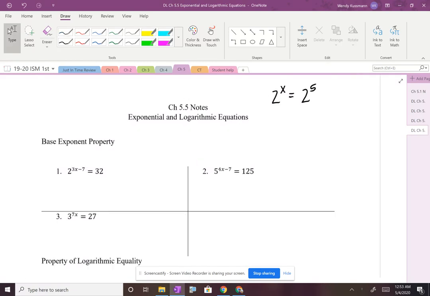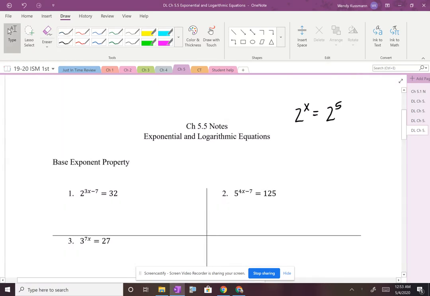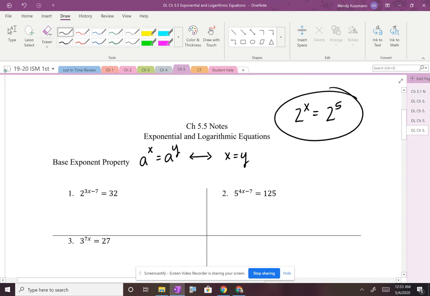The base exponent property says that if you have anything that looks like this, a to the x equals a to the y, if the bases are the same, that means that your exponents must be the same. x must equal y. So just like we said up here, x must equal 5. This tells us x equals 5.